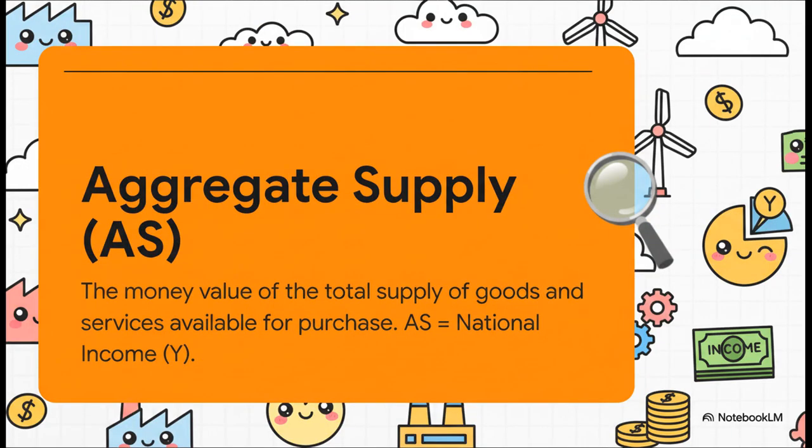The other gear is aggregate supply, or AS. It's the total value of everything producers are ready to sell. Now here's the really cool part. When something is made and sold, that money becomes someone's income. It goes to workers, to owners, to suppliers. That's why we say aggregate supply is the same thing as national income, which we call Y.